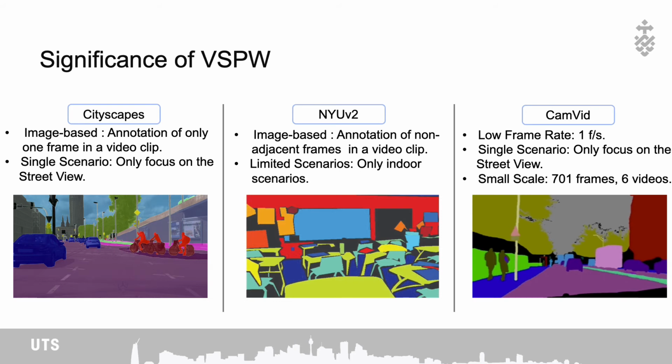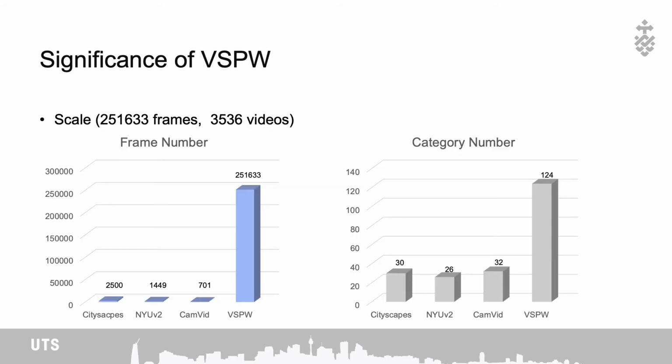For example, Cityscapes and CamVid only focus on one scenario, the street view scenario, and NYUv2 only focuses on indoor scenarios. So, to advance the video scene parsing task, we present a large-scale video scene parsing dataset, VSPW. This figure shows the scale comparison between VSPW and previous datasets. VSPW has more than 3,000 videos, more than 251,000 annotated frames, which is about 100 times larger than previous datasets.